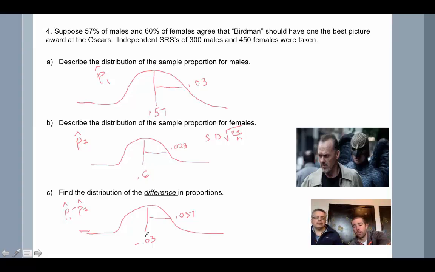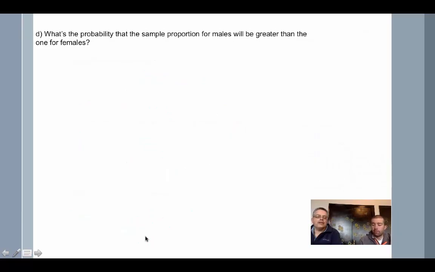Last part of the last question, looking at the probability for it, normal CDF. We should get 0.21. Because we want norm CDF, and it was greater than the one for females, that would mean we want 0 and bigger. Let's write the math for what we're looking at here. What it's really asking is the proportion of males greater than females. So that means P1 hat minus P2 hat is greater than 0.